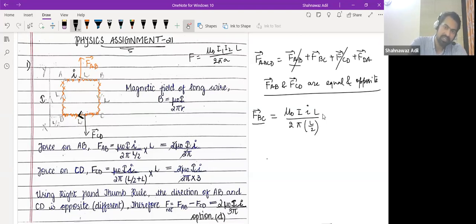But you guys tell me, using the right hand thumb rule, what would be the direction of FBC? So point your fingertips towards the direction of current and your palm in the direction of magnetic field. So what is the direction that you guys are getting?